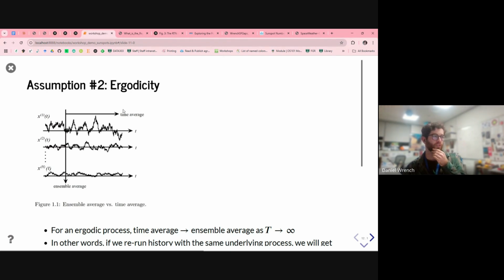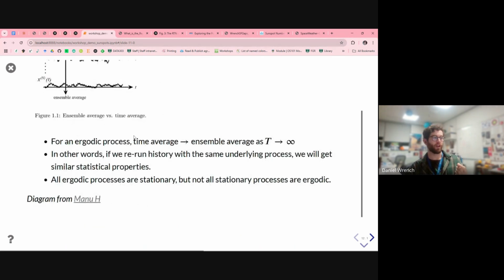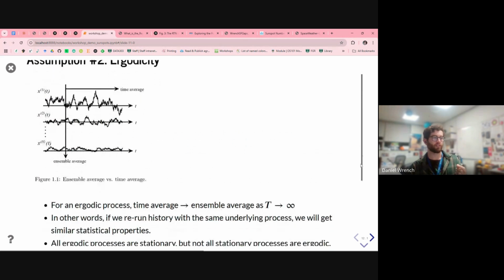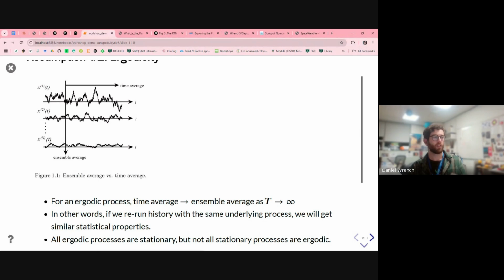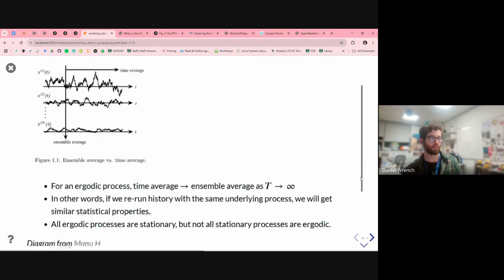So what we're forced to do instead is just take a time average, which is valid assuming this property of ergodicity, right? And that's what defines this assumption. The time average converges to, or is eventually the same as, the ensemble average as the length that you're averaging over increases. So as t increases, your time average is going to converge to your ensemble average. In other words, if we rerun history with the same underlying process, we will get similar statistical properties.